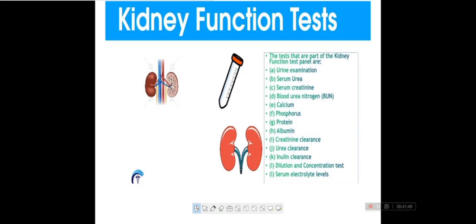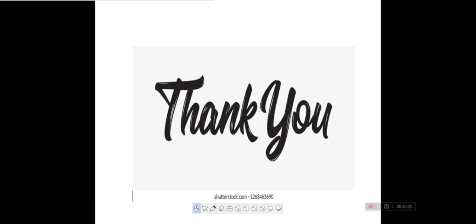So these are the kidney function tests. The tests that are part of the kidney function test panel are urine examination, serum urea, serum creatinine, blood urea nitrogen, calcium, phosphorus, protein, albumin, creatinine clearance, urea clearance, inulin clearance, and dilution and concentration test, serum electrolyte level. So these we identify in a kidney function test. These all are biochemical tests that are covered in this PPT, in this video.